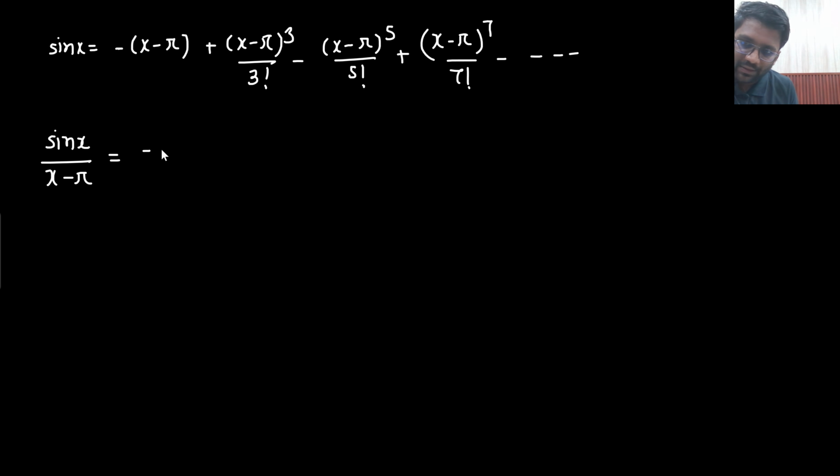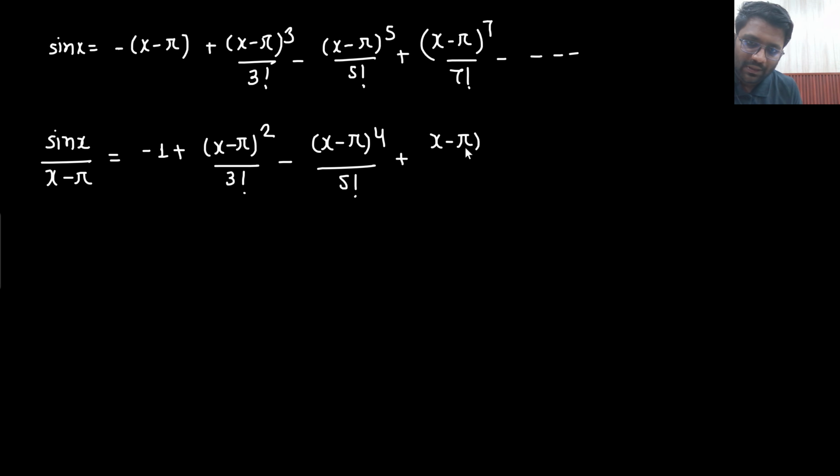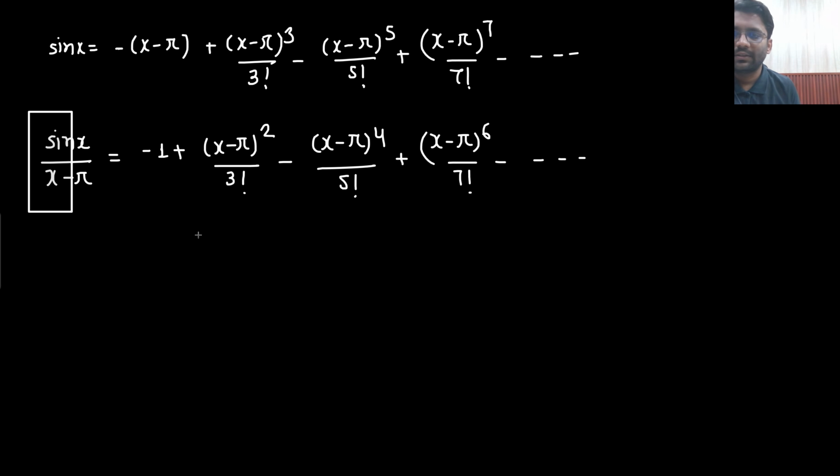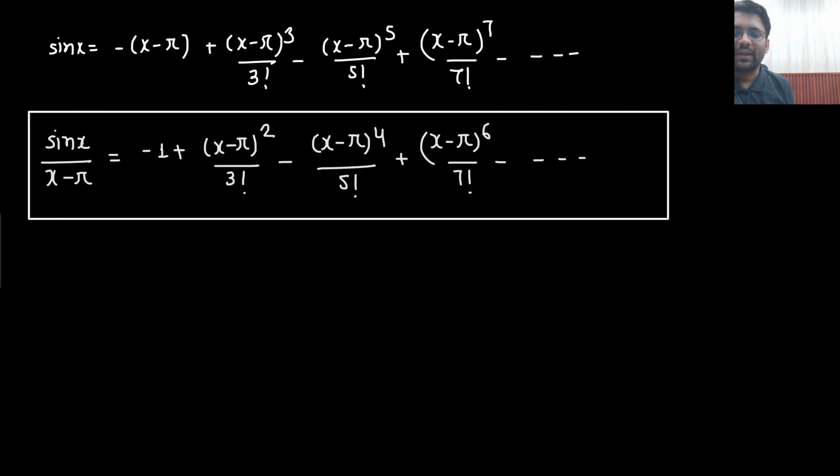So what will I get here? Minus 1. What will I get here? (x minus pi) whole square divided by 3 factorial. What will I get here? (x minus pi) to the power 4 divided by 5 factorial, (x minus pi) to the power 6 divided by 7 factorial and so on. This is the answer. So if the formula cannot be applied, we have to use our brain.